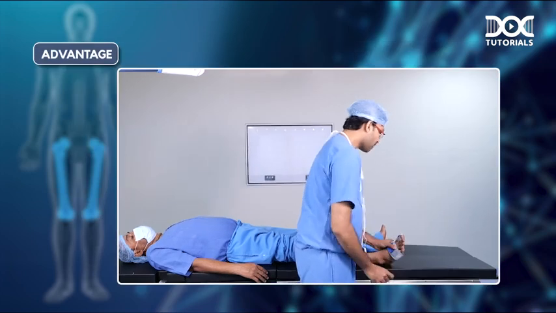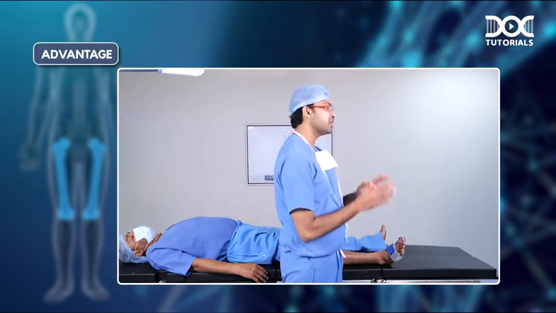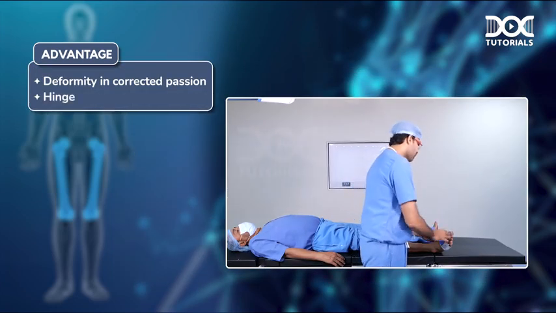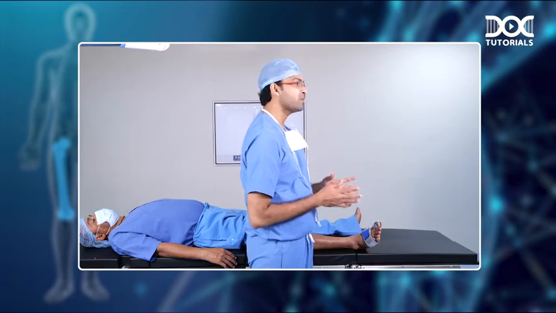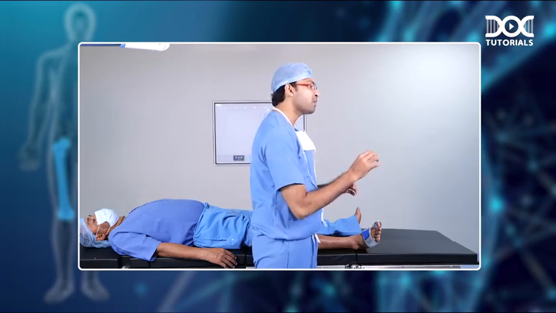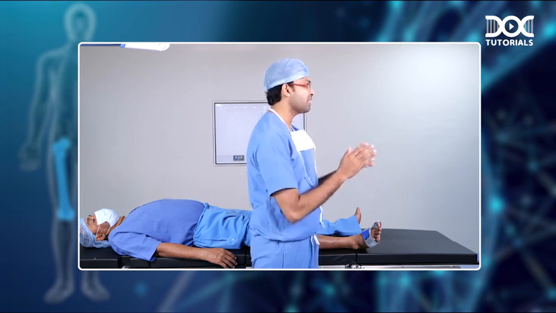So the advantage of bunion splint is that it will keep the deformity in a corrected fashion. Second, there is a hinge here. Because of the help of the hinge, the patient will be able to flex and extend the great toe without any difficulty. So walking will not be a problem. Flexion and extension of the big toe will be possible. Only problem is that the patient will have to wear this throughout the day while he is walking.